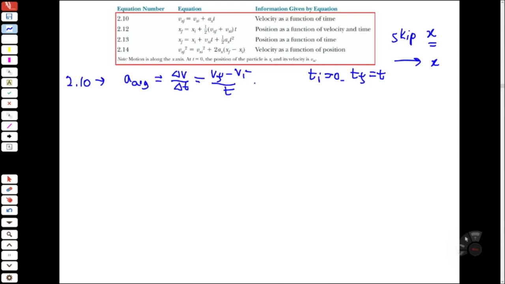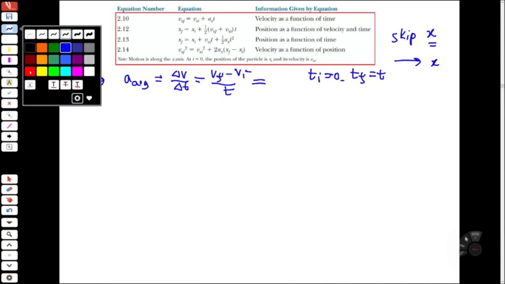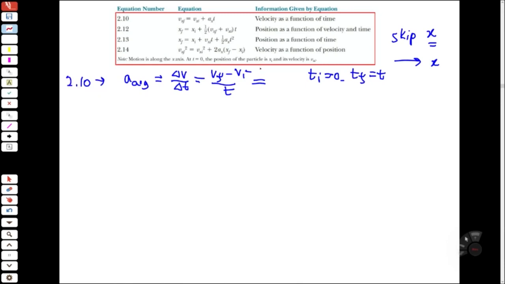But the important thing here is that this all corresponds to constant acceleration. For constant acceleration, since the acceleration is constant, the average should equal a. Okay, because it is constant. So from this equation, you immediately first get v_f is equal to v_i plus at.